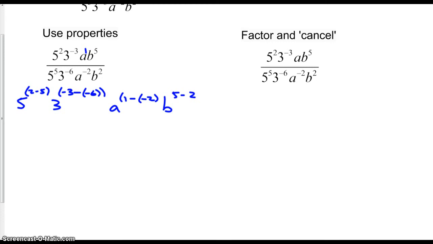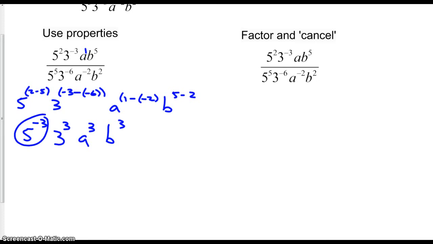Okay, so if we're careful about this, we have 5 to the negative 3. Then we have 3 to the, that's going to be 6 minus 3 is 3. And then we have a, that's going to be 2 plus 1 is 3. And then this is going to be b cubed also. And so maybe what I would do is get rid of the negative exponent here by just moving that 1 to the other side of a fraction.